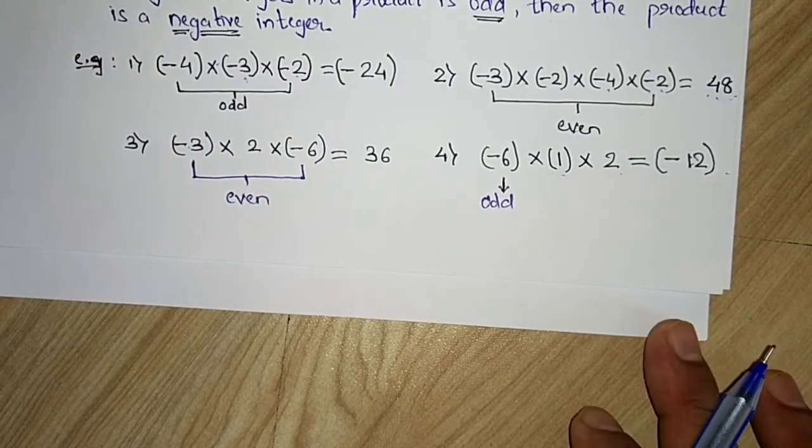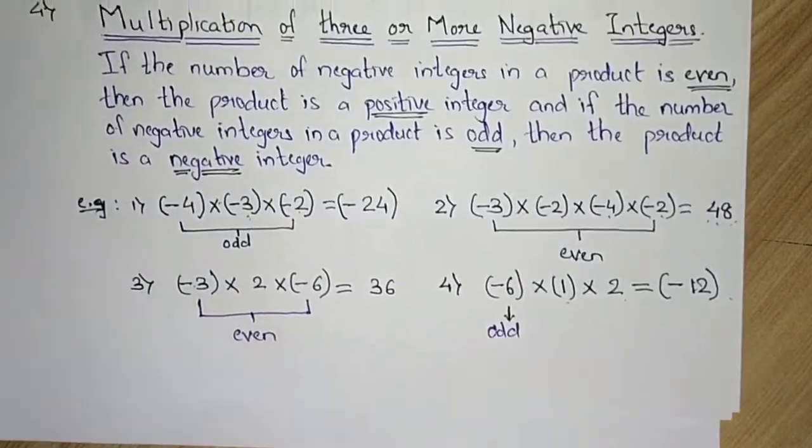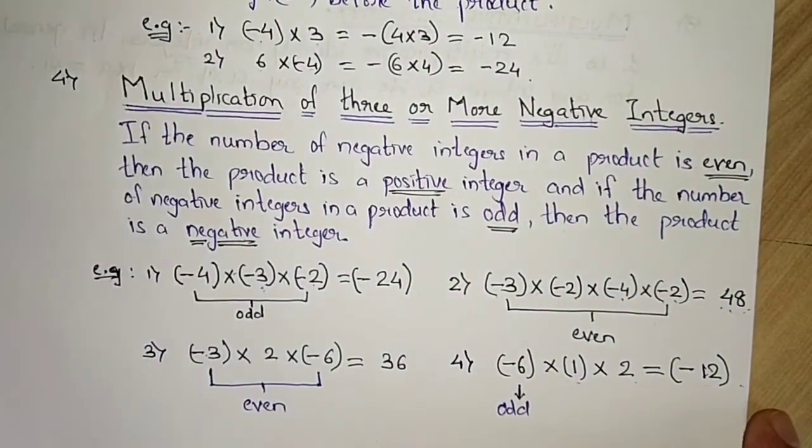Hope you are understanding this. This is very much important. Fourth property. Let us move to the fifth number property.